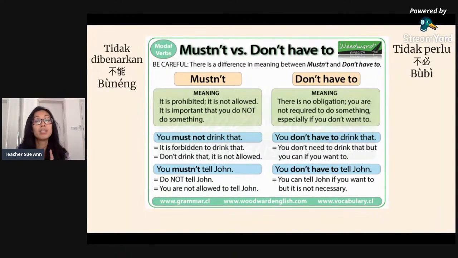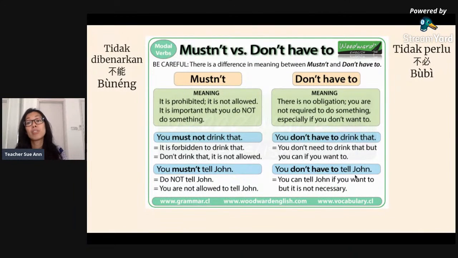You must not drink that. Okay. Kamu tak boleh minum, tidak dibenarkan. Got something wrong with it. You mustn't tell John. Kamu tak dibenarkan beritahu John. Got secret maybe. Alright. What about don't have to?